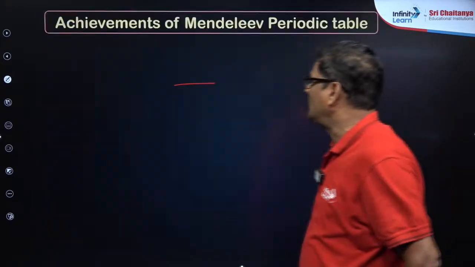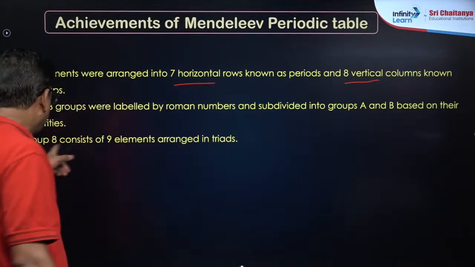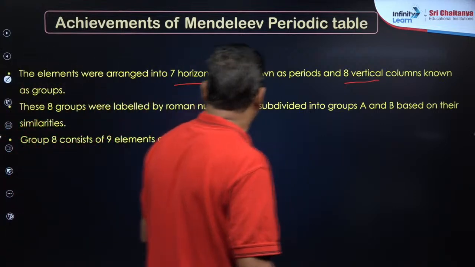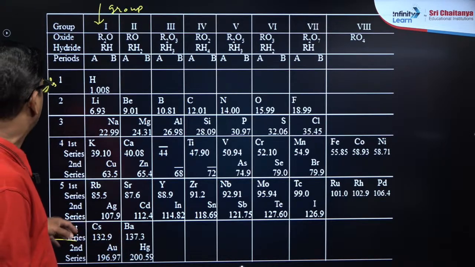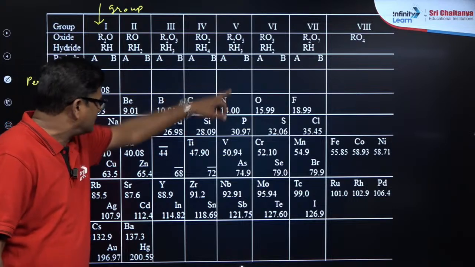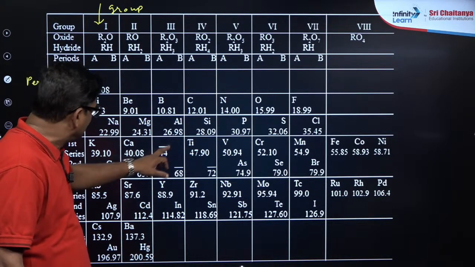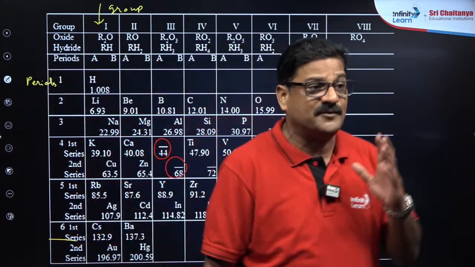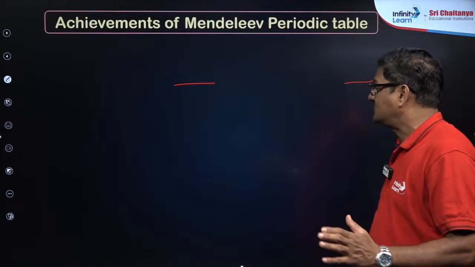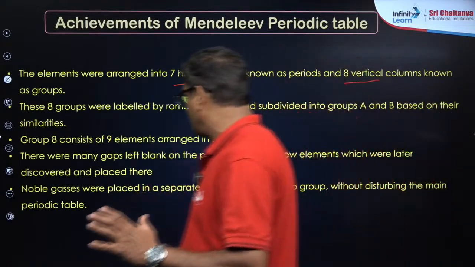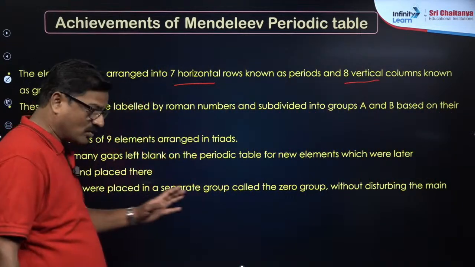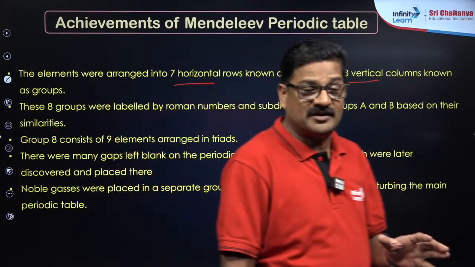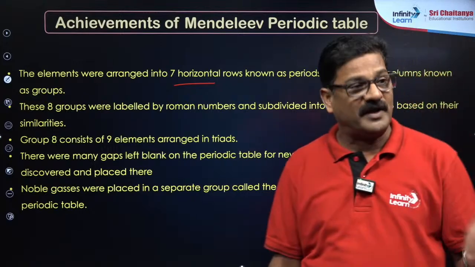Rahul, come on. So let's talk about this one. Group 8 consists of 9 elements arranged in triads, and there were many gaps left blank. उसमें कुछ blanks भी दिख रहे हैं. So here these elements you can see some blanks. Understand? He made the blanks and predicted the future elements. Aman Ranjan, beta, right? So those blanks, noble gases were placed in the separate column called zero group. That is after Mendeleev. Again Mendeleev जो periodic table बना है 3 बार ये खुद modify किया गया.